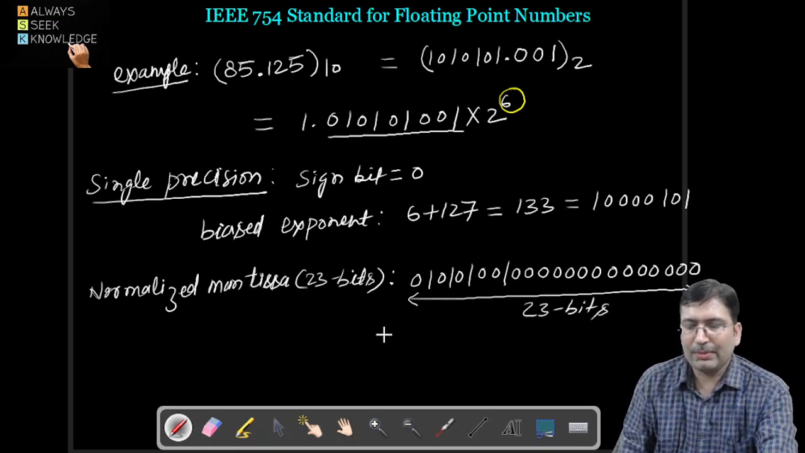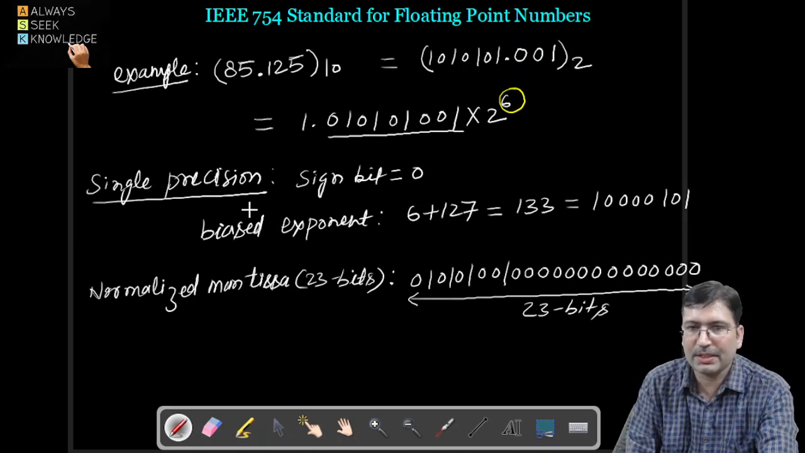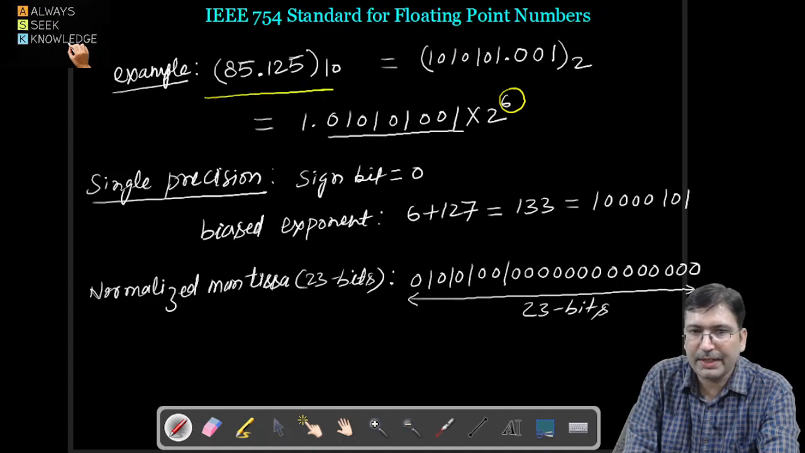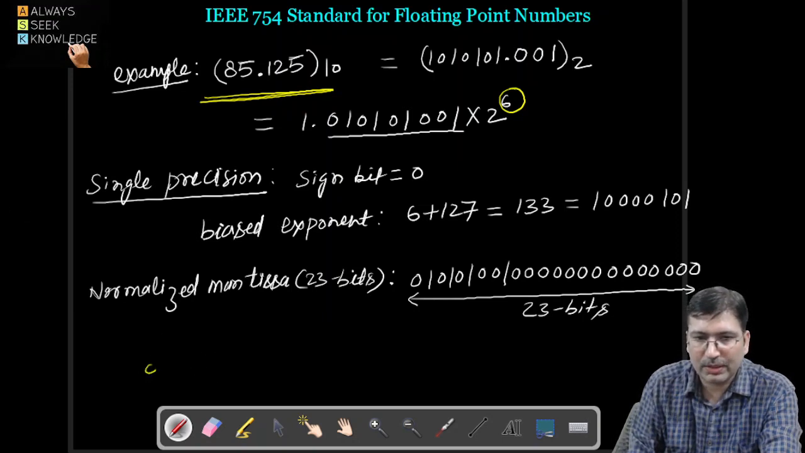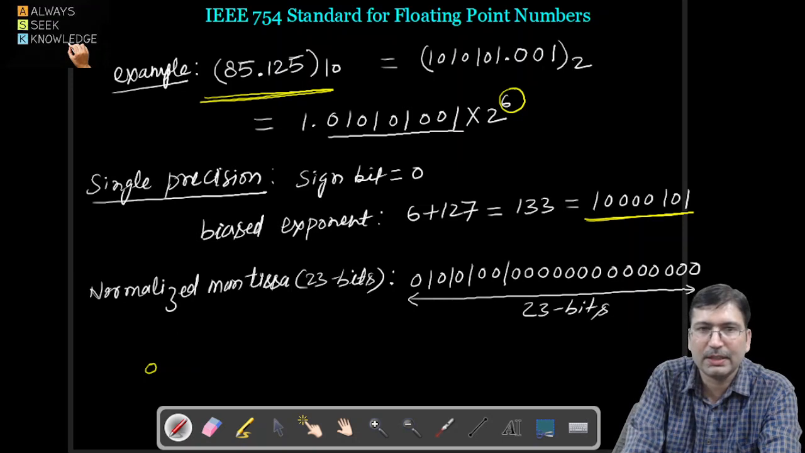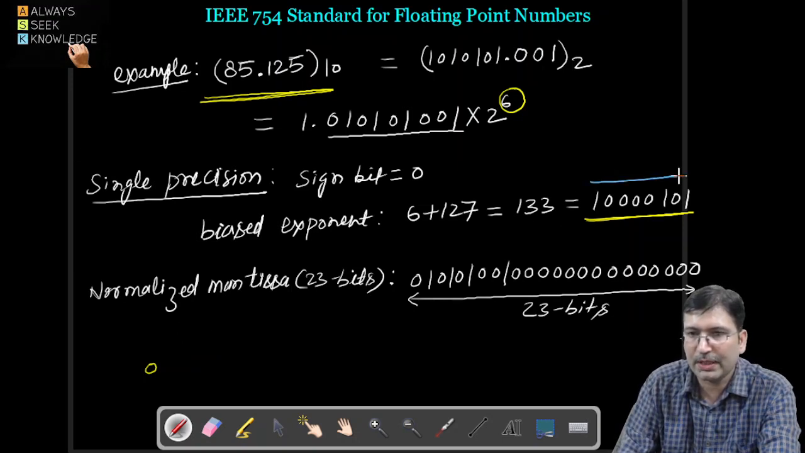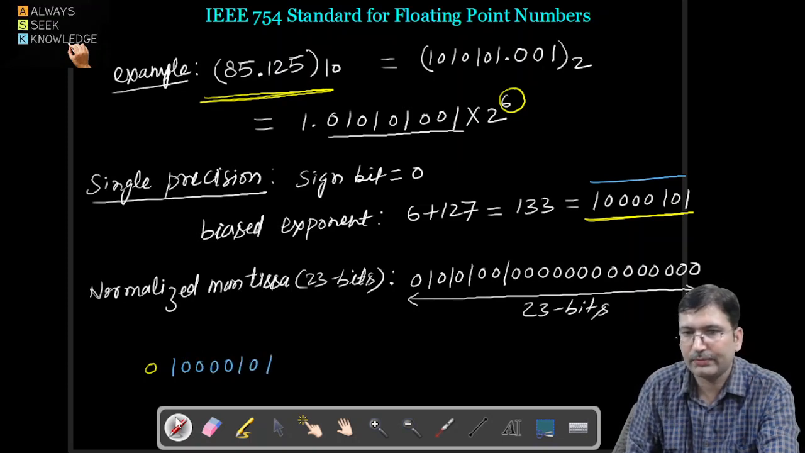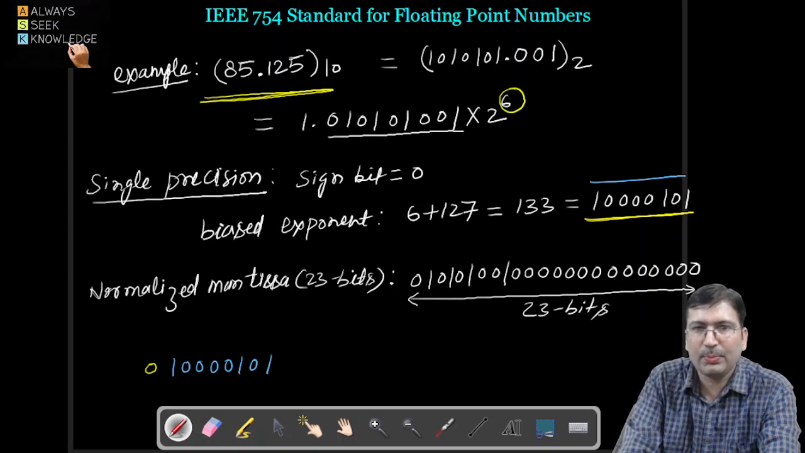So the overall number in single precision IEEE format, the final representation of 85.125 will be: the sign bit is 0, that is 1 bit. After the sign bit, 8 bits represent the exponent. So that exponent part is 1 0 0 0 0 1 0 1, that is the exponent. And the remaining part is the mantissa.